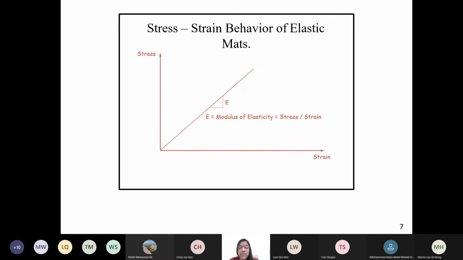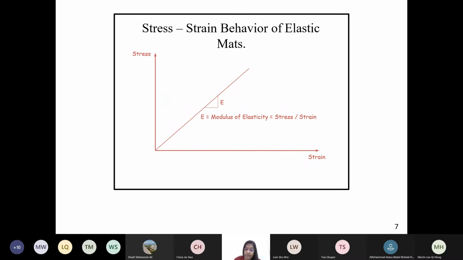Can you write the definition for strain here? Anybody? No, E. What's the definition? Oh, it's already there. I thought of removing it. Okay. What is the definition of E? Read from the slide. Modulus of elasticity is the ratio between stress over strain. What is the unit for modulus of elasticity?